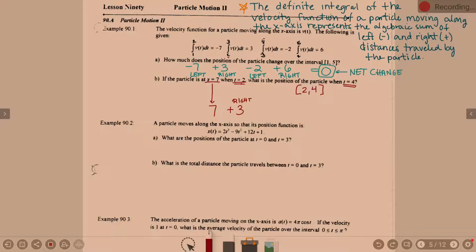Is that it? No, because then we need to go all the way to time 4. And from time 3 to 4, we're going to go left 2. So if you start at position 7, you go right 3, but then you backtrack left 2, what position do we end up at? 7 plus 3 is 10, minus 2 is 8. And yes, it is elementary adding and subtracting.